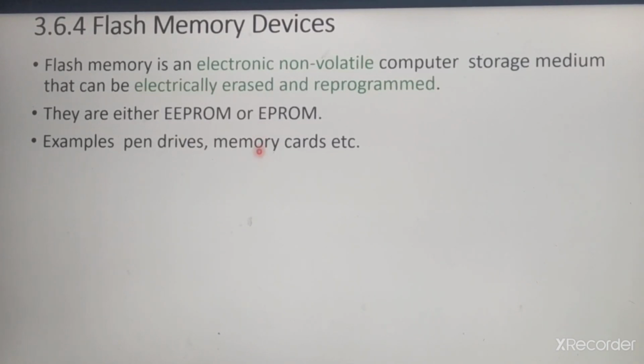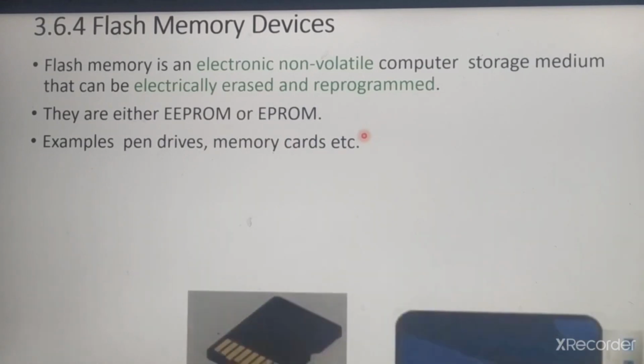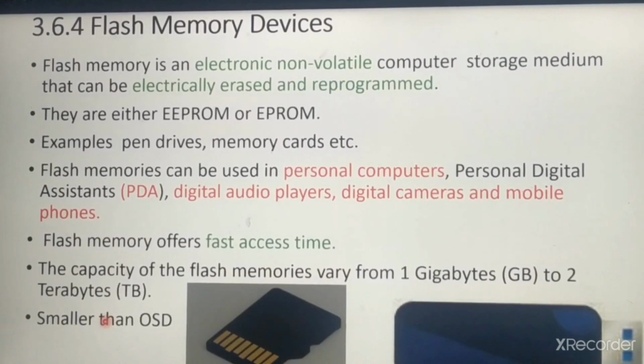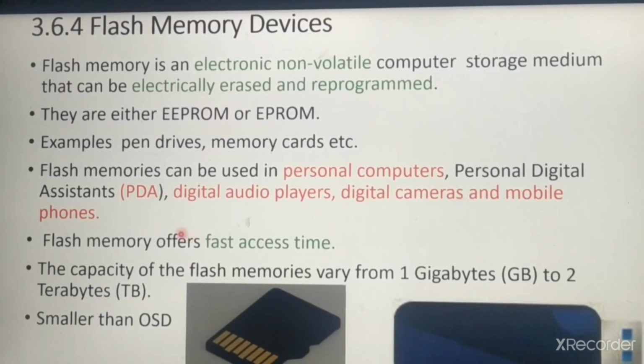Here are two different examples of flash memory devices. The first one is the pen drive and the second one is the memory card. Today we can use these two types of storage devices in all types of computing devices like personal computers, laptops, personal digital assistants, digital audio players, digital cameras and mobile phones.